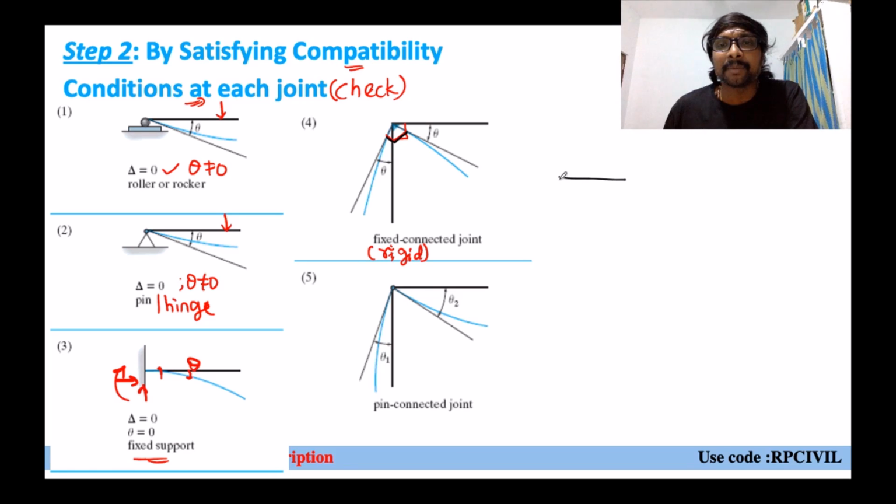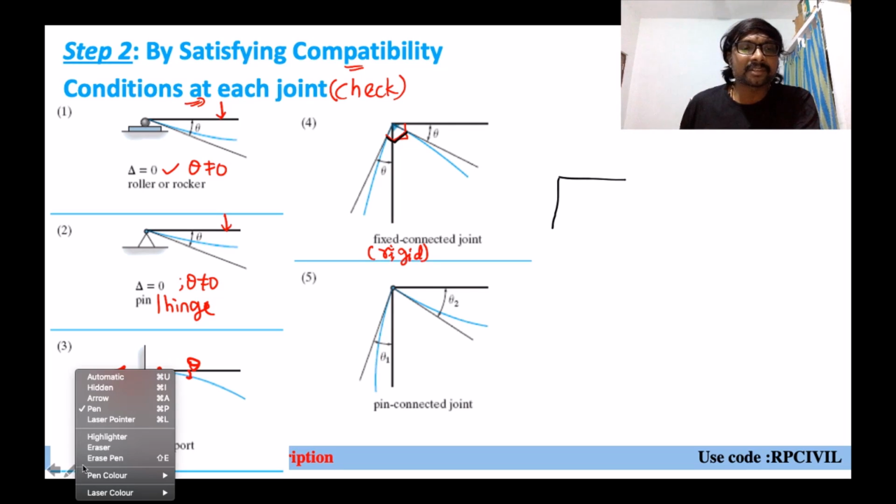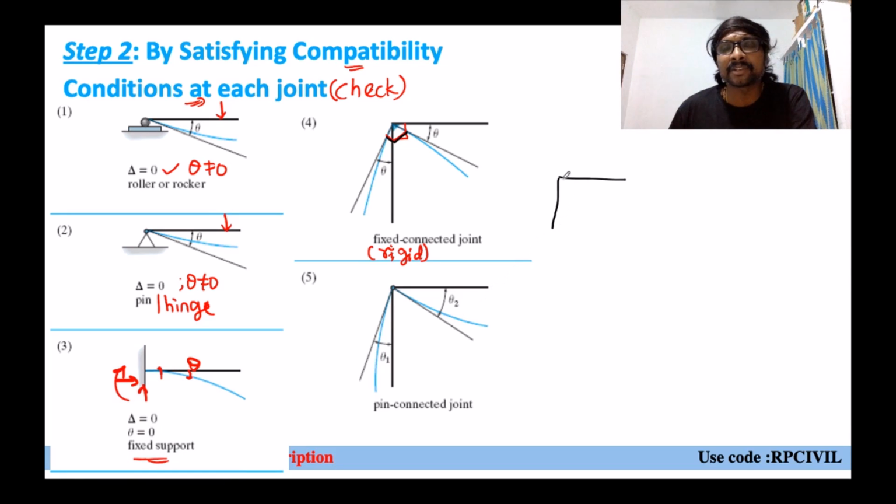When your members are like this originally, and when load is applied, what will happen to these members? They will be subjected to deformation definitely. So if this member, the top member, is subjected to a rotation theta, the second member also will be subjected to the same rotation theta, then only we can maintain the same original angle between the two members. So rotation of two members with respect to the joint will be the same.